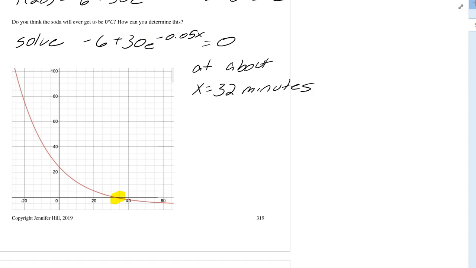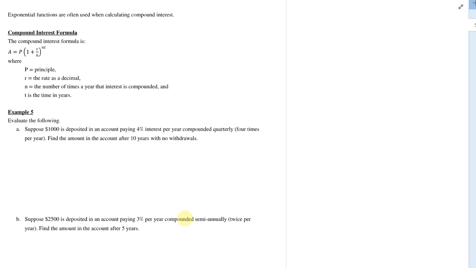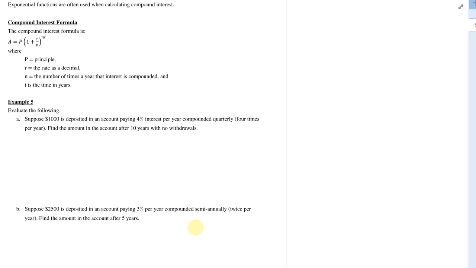Okay, now let's talk about maybe one last application here. Compound interest. This is also an exponential equation. Notice here I have some variables up here. P stands for the principal, so that's the amount of money you're putting in the account. Rate is the rate as a decimal, so make sure you convert if you need to. N is the number of times a year that interest is compounded, and T is the time in years.